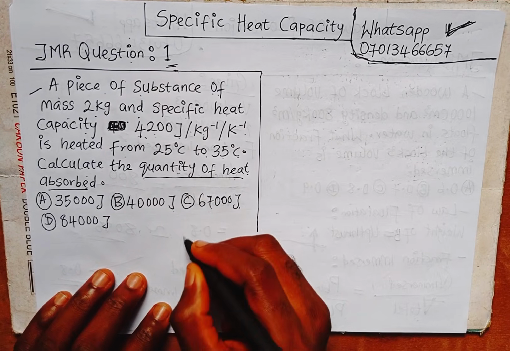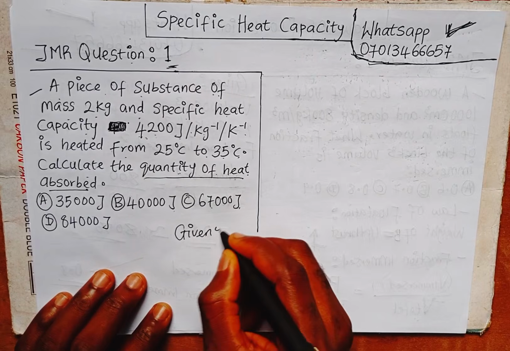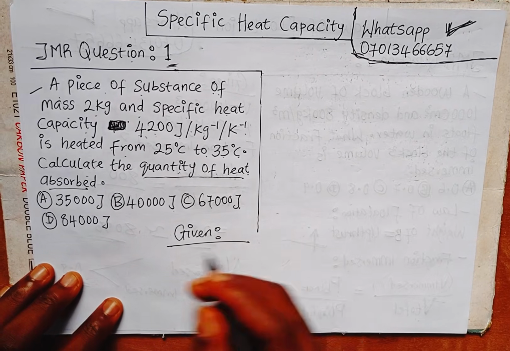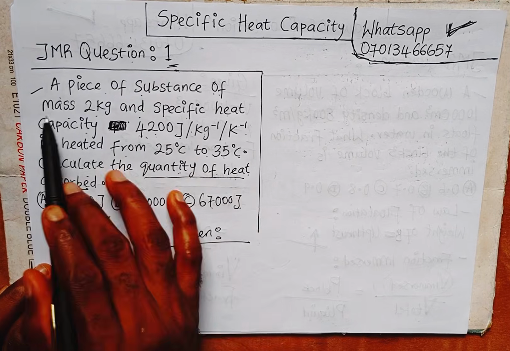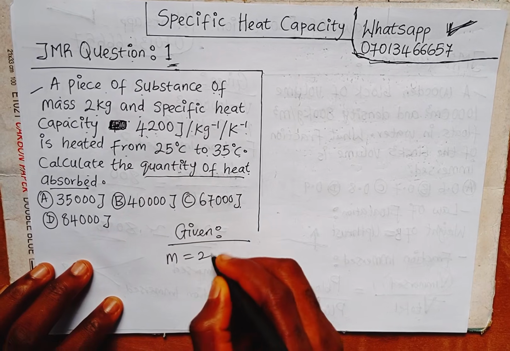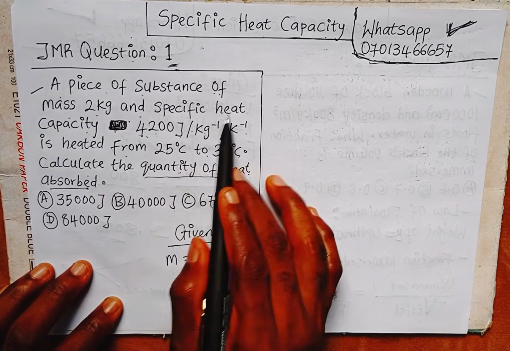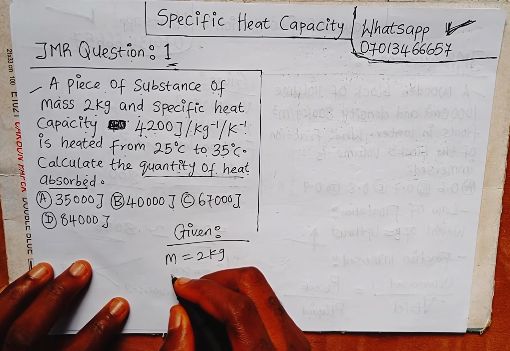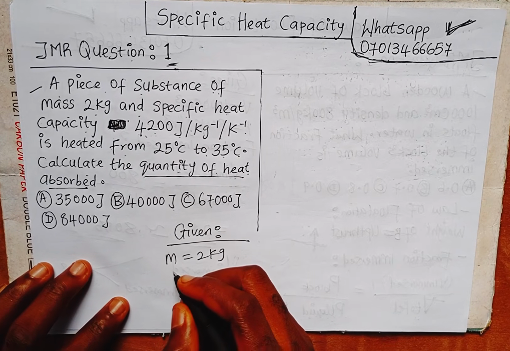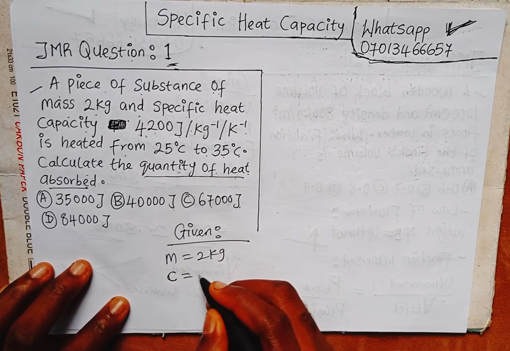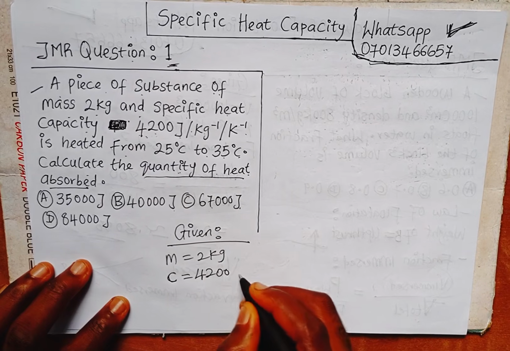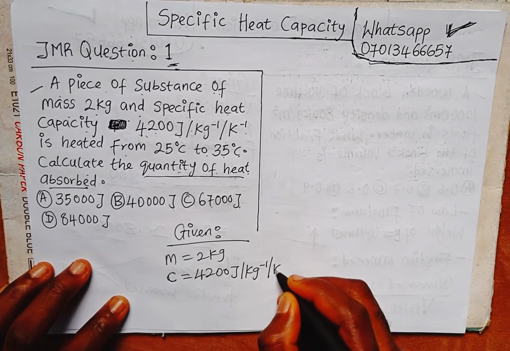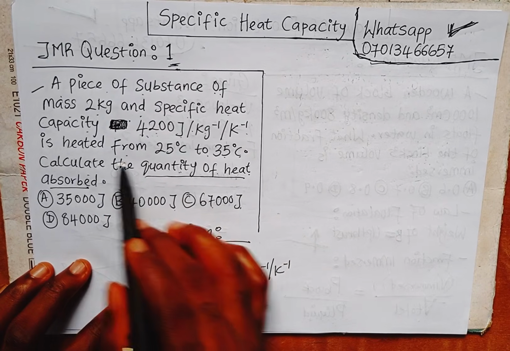We quickly write out what we were given. The first thing we are given here is the mass. The mass is equal to 2 kilograms. We were given specific heat capacity of 4,200. Capital letter C is equal to specific heat capacity, 4,200 joule per kilogram per Kelvin. Always write the unit, so that you know when you need conversion. So they also gave us theta 1.